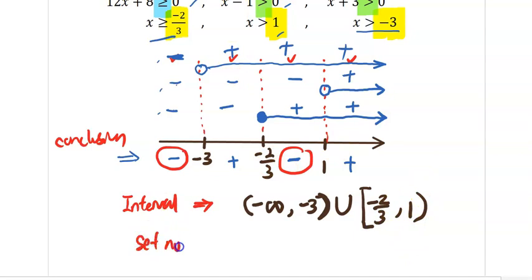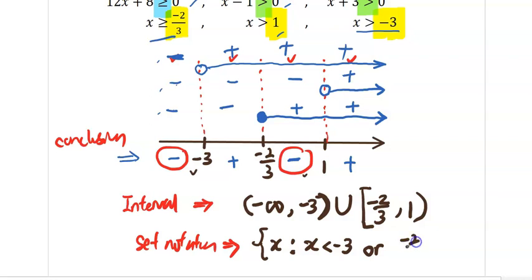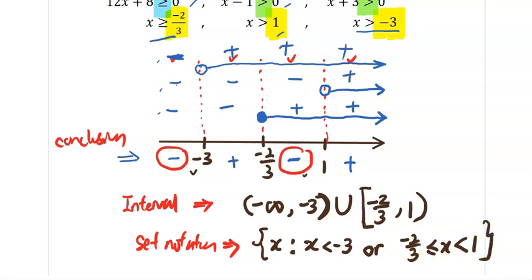In set notation, we will have the answer written with curly brackets, colon. For each of these intervals, we write it in inequality form, where I have x less than negative 3 or negative 2 over 3 less than or equal to x less than 1. Then close the curly bracket. And in here, for set notation, make sure you don't use the symbol of union, but write the word or only. So therefore, this is the solution for these rational inequalities.